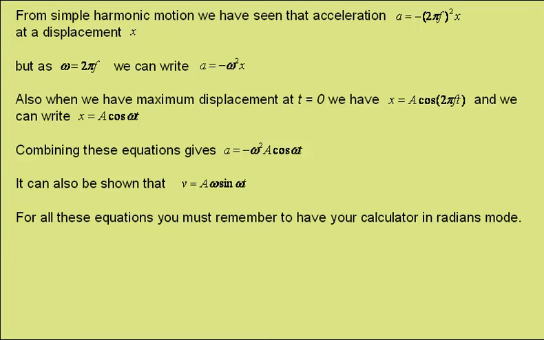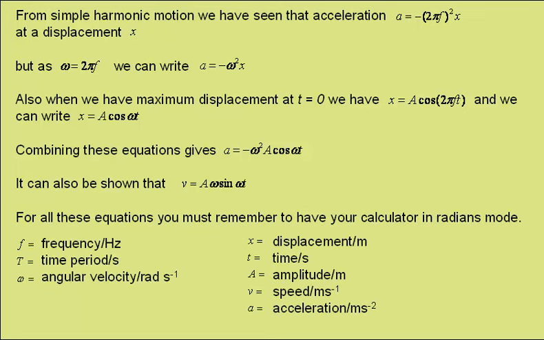In any calculations you'll be provided with the formula you need, although you may need to combine some formulae or substitute here and there to get the suitable equation. Just summarizing the different terms, f was the frequency in hertz, T the time period in seconds, omega the angular velocity in radians per second, x the displacement at time t in meters, t the time in seconds, capital A the amplitude in meters, v the speed in meters per second, and a the acceleration in meters per second squared.